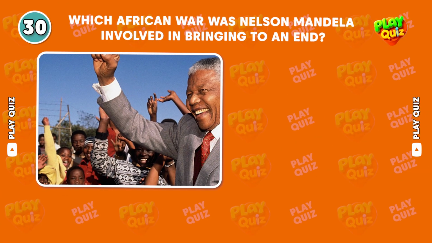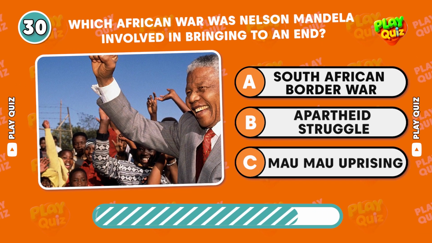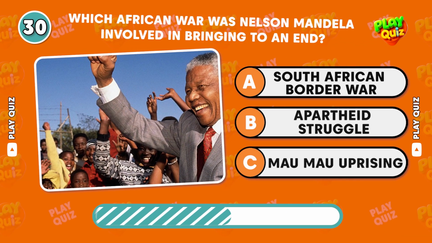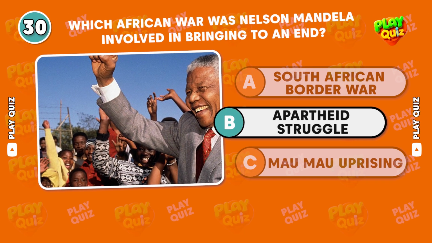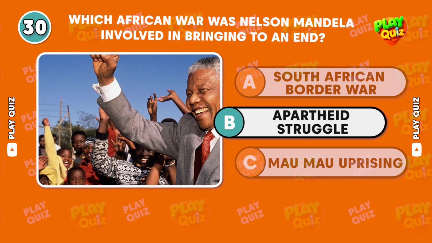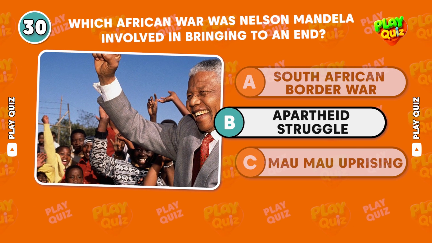30. Which African war was Nelson Mandela involved in bringing to an end? Correct answer, Apartheid struggle. Nelson Mandela's leadership helped end apartheid, a system of racial segregation in South Africa.